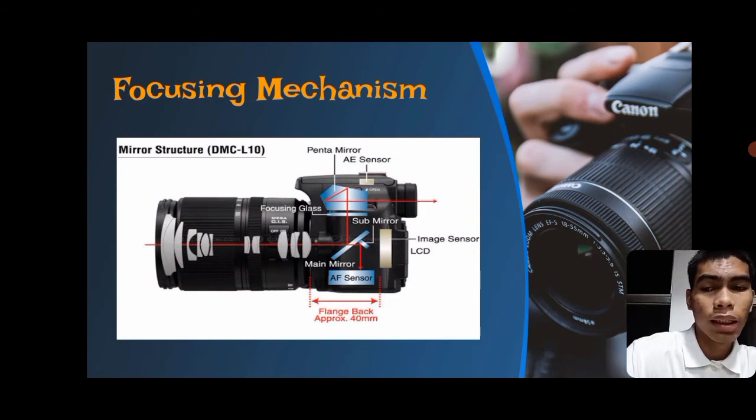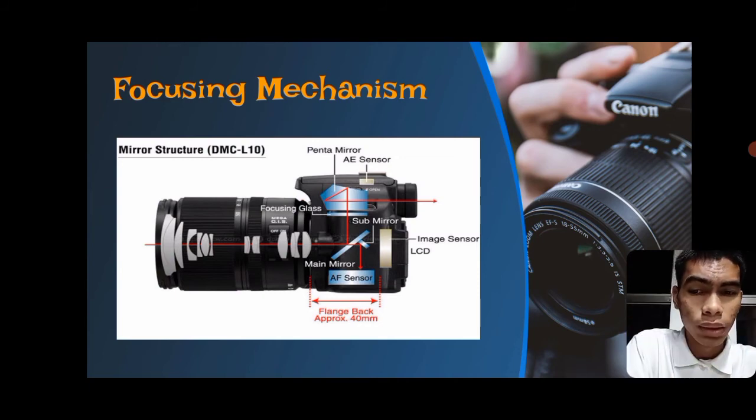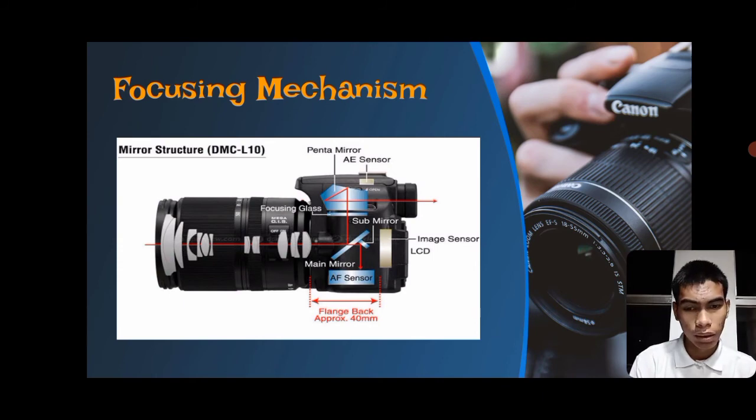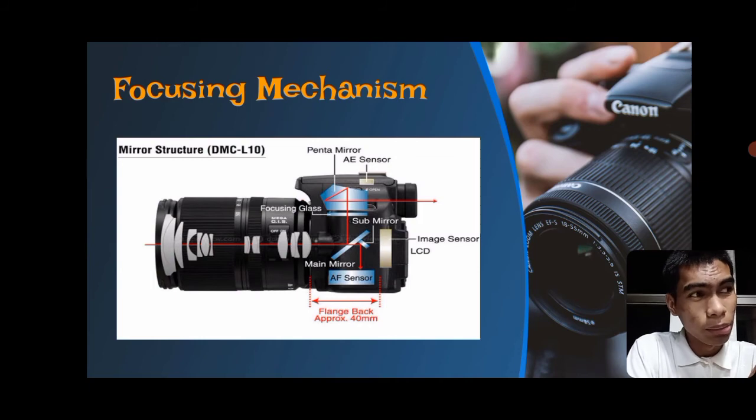Focusing mechanism. It is a mechanism of the camera designed to control the degree of sharpness of the object in the photograph. It is usually obtained by estimating the distance between the camera and the object that will make a sharp or clear image.